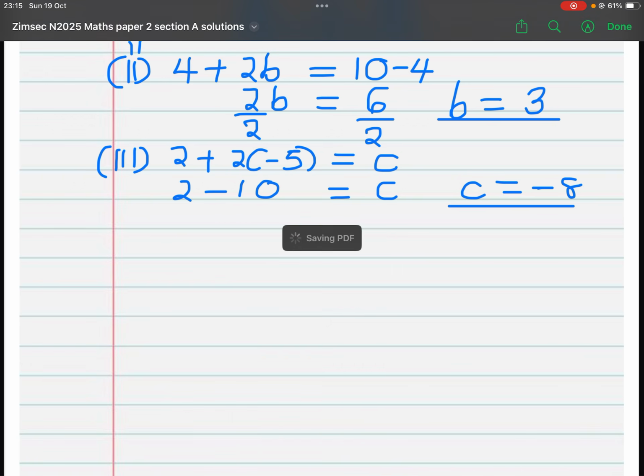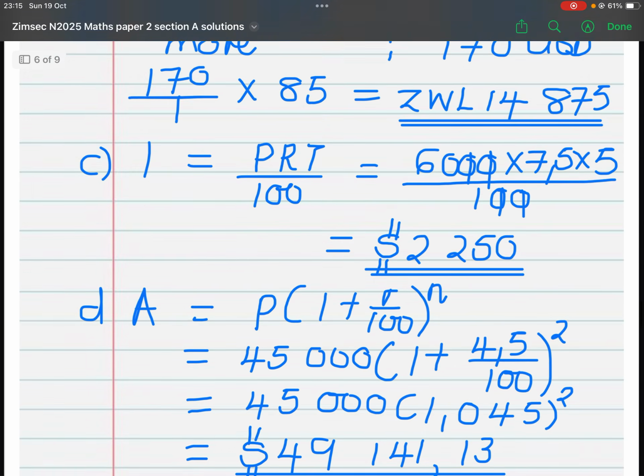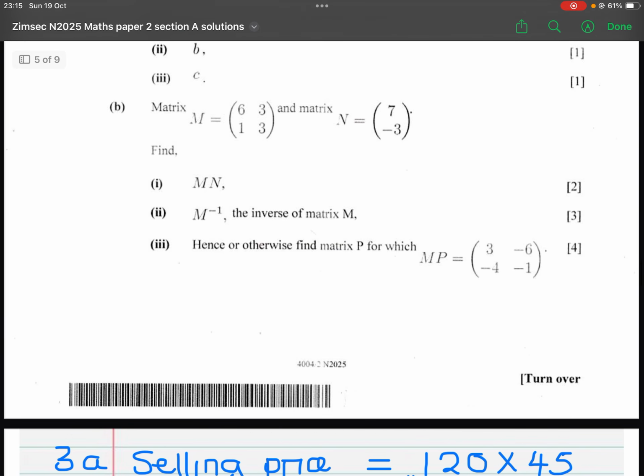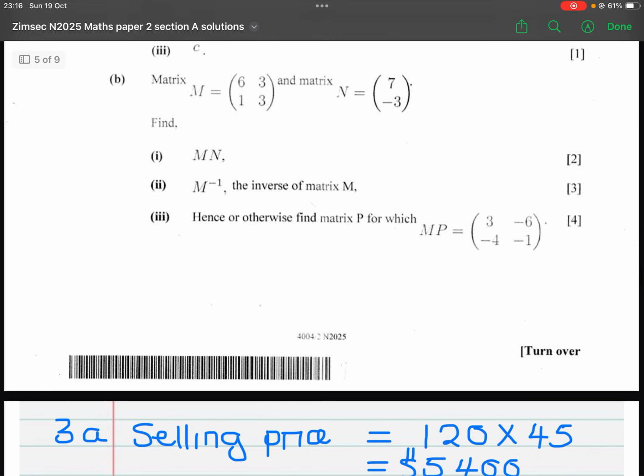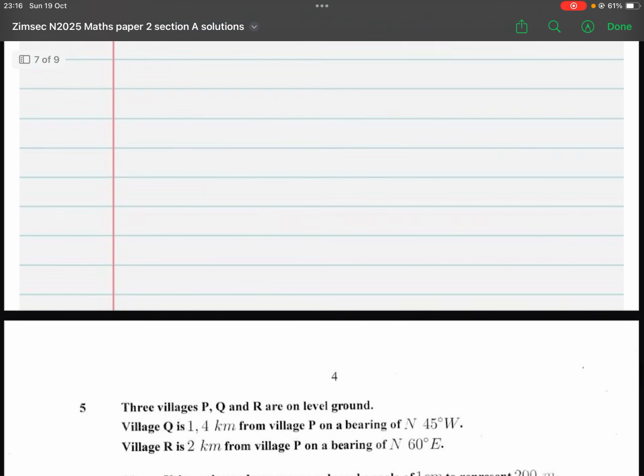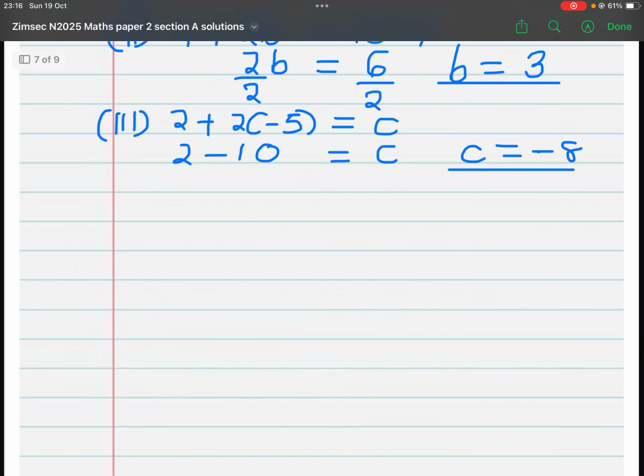We are now on part B of the question. So part B of the question, it is reading, matrix M, we are having 6, 1, 3, 3, and matrix N, we are having 7, minus 3. We are required to multiply M and N. So this is a 2 by 2 multiplying a 2 by 1. Our answer is going to be a 2 by 1. So let us do the working.